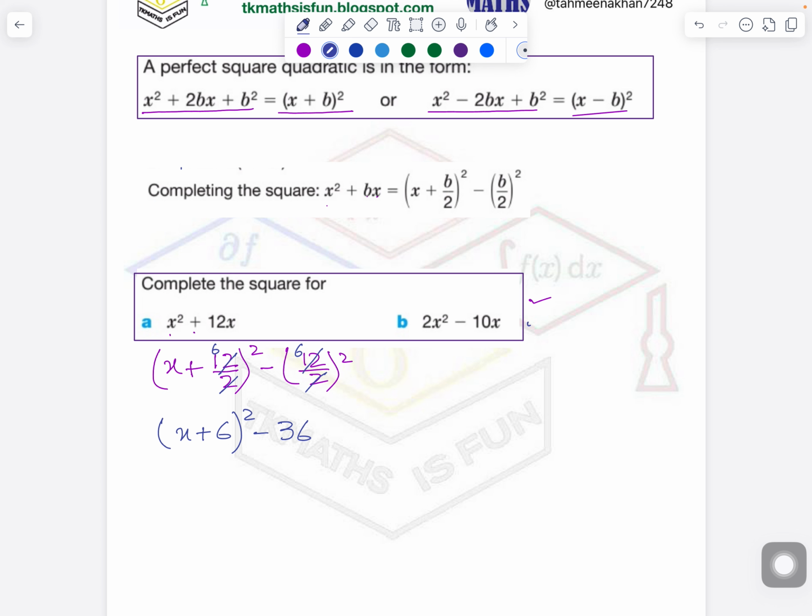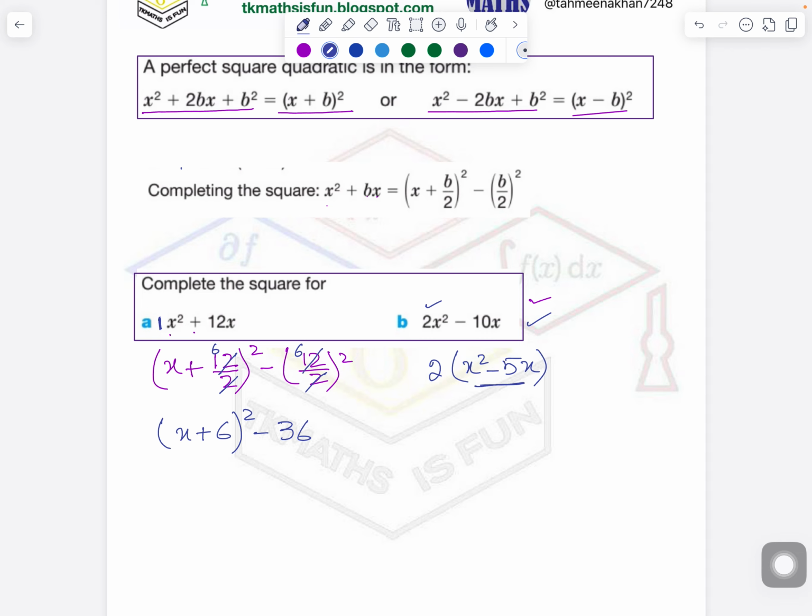Now let's see the second part, B. You should have the coefficient of x² as 1. This is the condition. Here it was 1, no problem. Here it is not 1, so first of all I will make it 1. Because it is not an equation, I cannot divide it by 2. So I will factorize it. It will become 2 times (x² - 5/2 x).